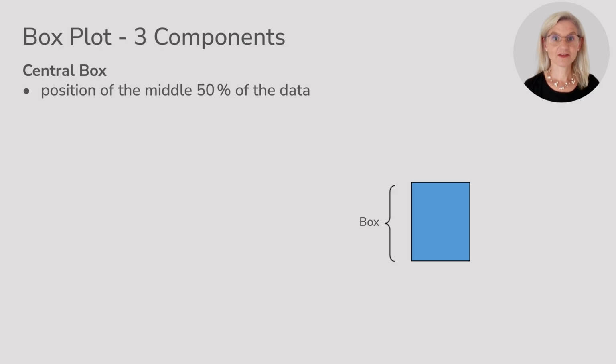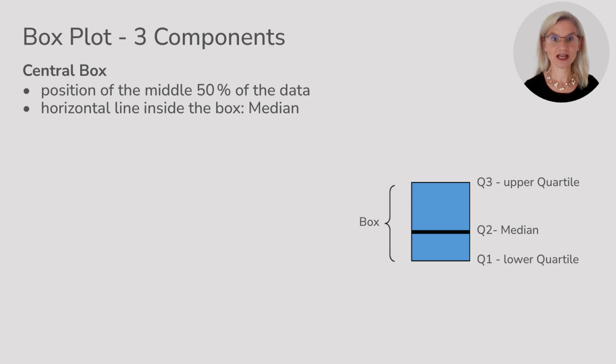A box plot consists of three main components. First, the central rectangle, known as the box, is drawn. This represents the position of the middle 50% of the data. As you saw in the unit on the interquartile range, these middle 50% lie between the lower quartile and the upper quartile. In other words, the lower edge of the box is at Q1 and the upper edge at Q3.